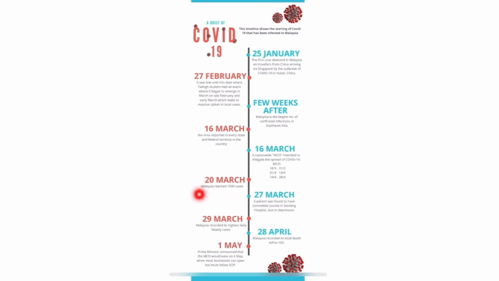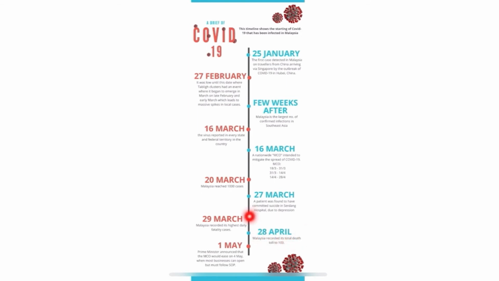On 20 March, Malaysia reached 1,000 cases. On 27 March, a 62-year-old male patient was found to have committed suicide in Serdang Hospital due to depression. He also had cough, flu and breathing difficulties. The incident occurred at 7:40 p.m. in the bathroom in Ward 70 of the hospital. On 29 March, Malaysia recorded its highest daily fatality cases. On 28 April, Malaysia's total death toll reached 100 cases.